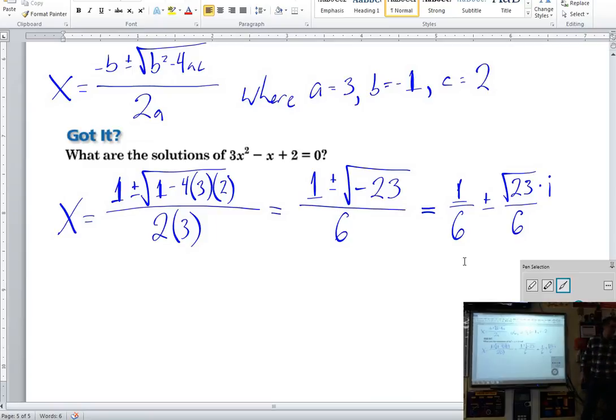Any questions left from 12.8? Sweet. 12.9, guaranteed, will make more sense.